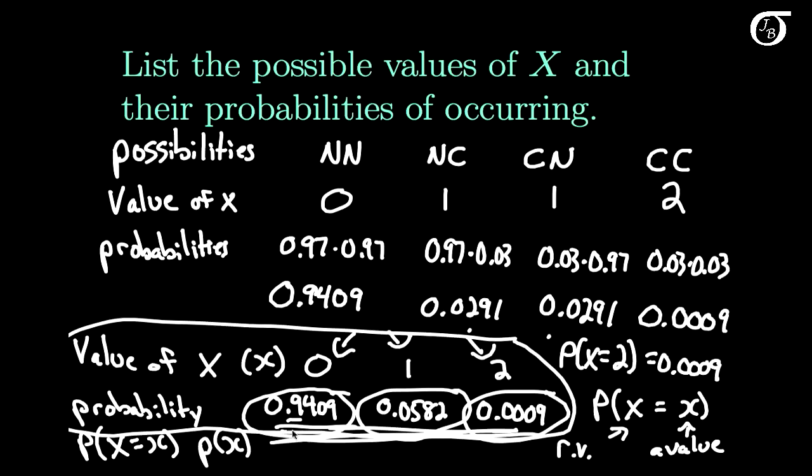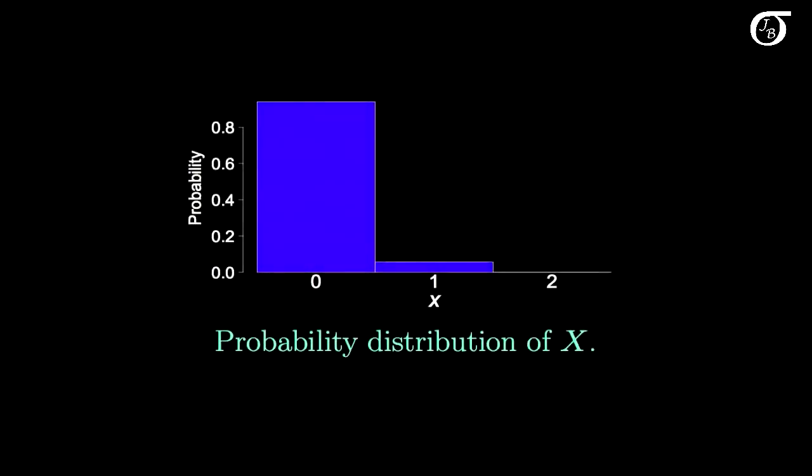So let's plot these values of x and their probability of occurring. Here's a visual representation of our probability distribution of x. Now, the probability of 0 was very high, and the probability of 1 was much lower. And 2, you can't quite see here. It's 0.0009, doesn't quite show up visually for us, but it's there. So plotting out our discrete probability distribution can help us visualize what's happening.